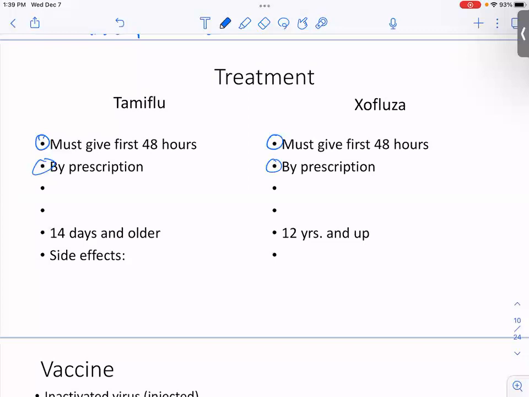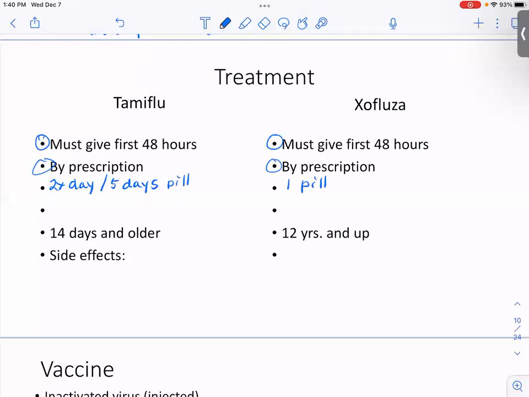Costs is the next. Oh no, how often do we give it? Tamiflu, you give 2 doses a day for 5 days. Doesn't seem too bad. It's a pill, orally. Xofluza, it's only one pill. Okay, so you only have to take it once.